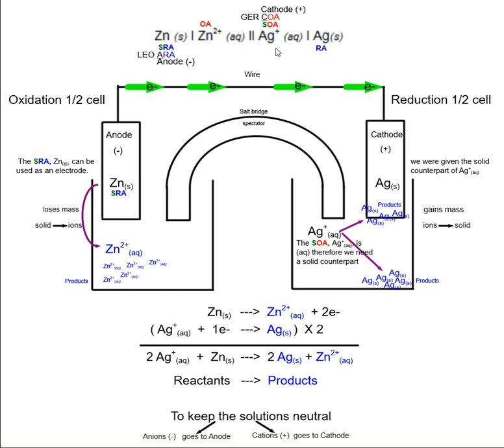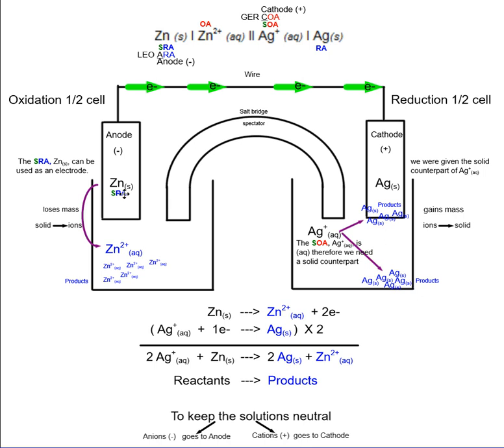Next from our list, we identify our strongest reducing agent, where oxidation happens, and this will be our anode. The zinc solid is going to be our electrode. It's already solid, so I don't need to use a replacement like an inert electrode like platinum or carbon. I just use zinc solid.